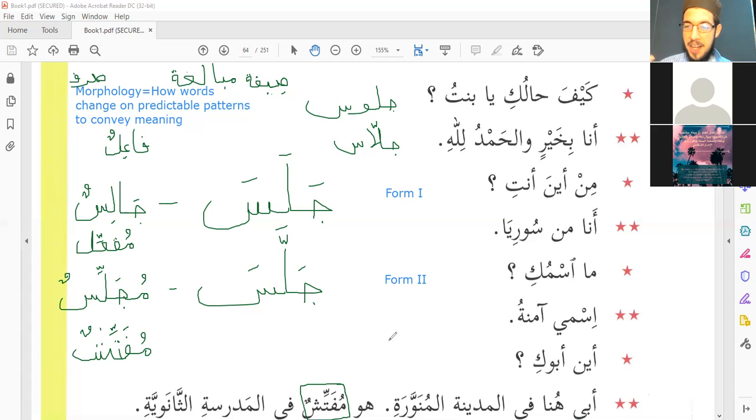Okay, so we took a dive. If this is all Greek to you, don't worry about it. We're going to work on it slowly. I tried to make this a very, very minor introduction. We only focused on the two, form 1 and form 2. Just the verb form, jalasa, and the ism fa'il, or the doer, jalisun, mujallisun, because that's directly what's giving us mufattishun here, which is an inspector. A mufattish is an inspector, somebody who causes things to be revealed.